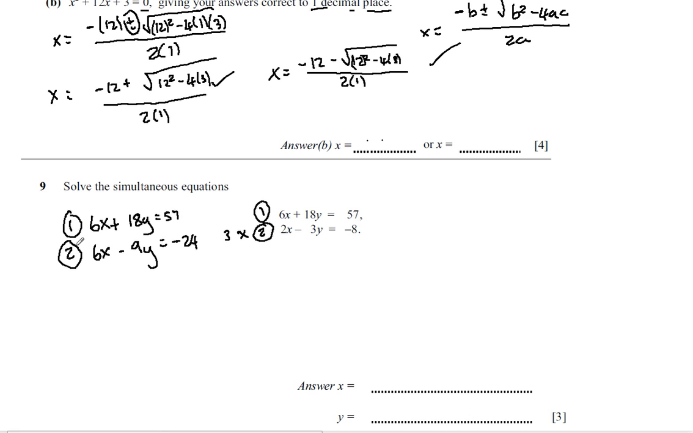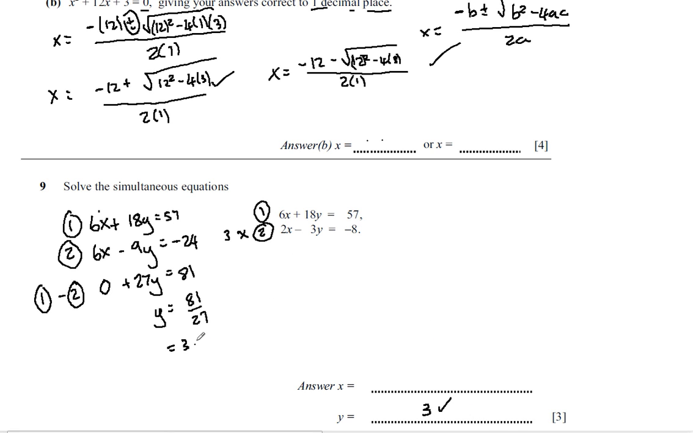Now we can add or subtract these equations, and the x's will disappear. So we've got to decide, are we going to add them or subtract them? The only way that the x's are going to disappear is we say 1 minus 2. So let's see what happens. Equation 1 minus equation 2. 6x minus 6x is going to be 0. 18y minus 9y is going to be plus 27y. And 57 minus negative 24 is 57 plus 24, so it's going to be 81. So y is equal to 81 over 27, which is 3. So we know our y value now is 3.